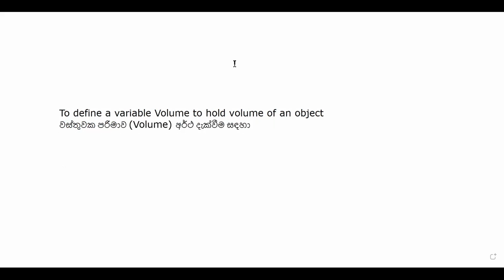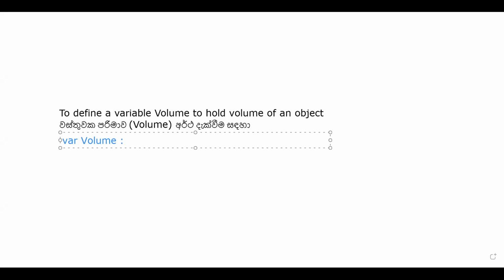Yes. Can you type the answer in the chat? So it's a volume, right? When you say volume, what is the data type we have to use? We can say var volume, right? Then we have colon. What is the data type?